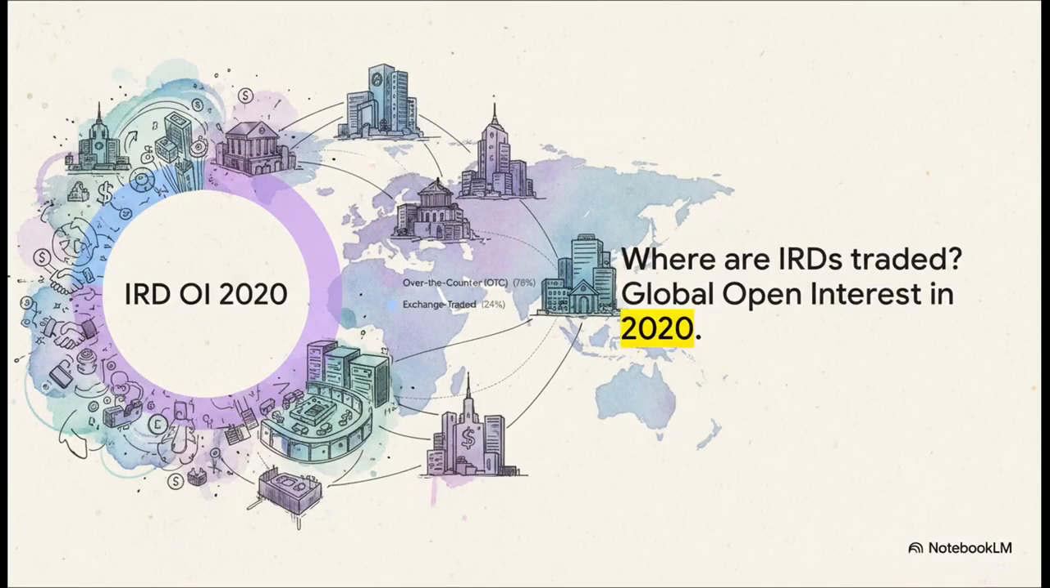Okay, so where is all of this trading actually happening? Well, this data from 2020 shows that the vast majority, about 3/4 of it, happens over-the-counter, or OTC. That just means it's happening privately between big players like banks, not on a public stock exchange. The other quarter is on those public exchanges.